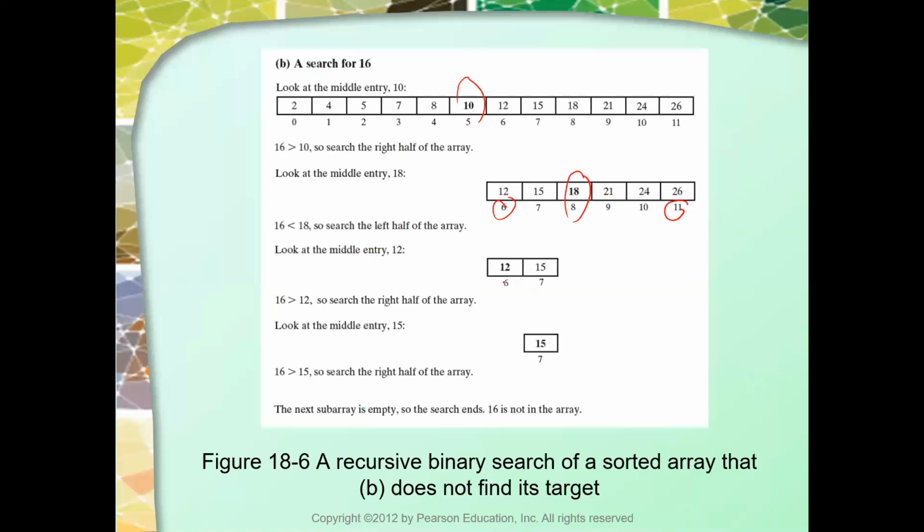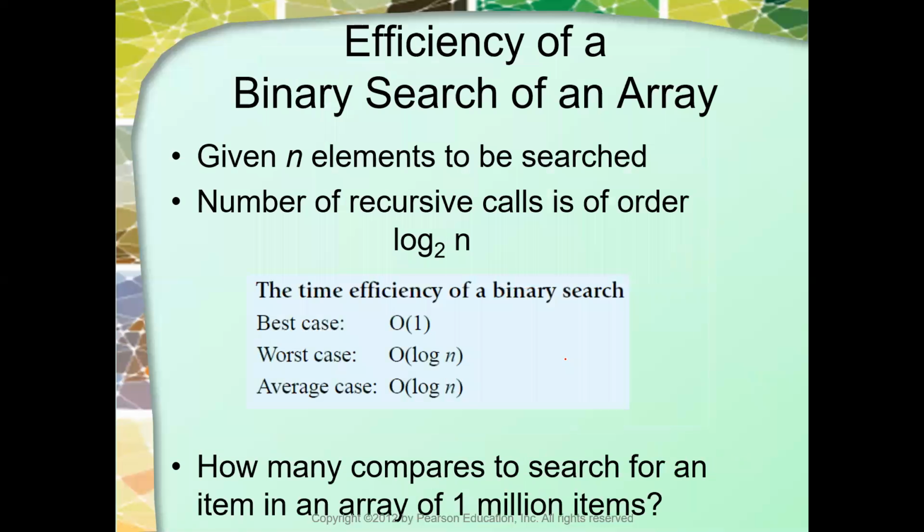So 6 and 7 gives us 12, but that's too small. So we look at the right half of the array, and then we end up with this one thing that says a 15 in it. 16 is bigger than 15, so we search the right half of the array. That gives us where the first is going to be bigger than the last. That means it's false. So that's how it fails.